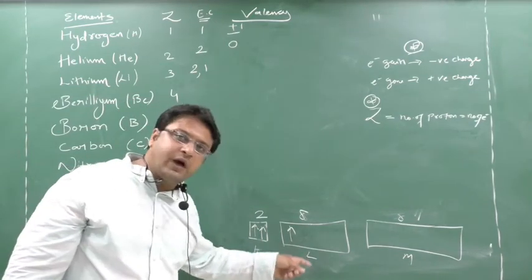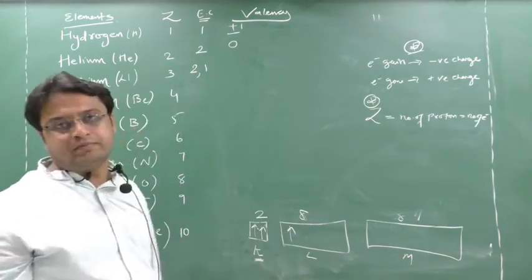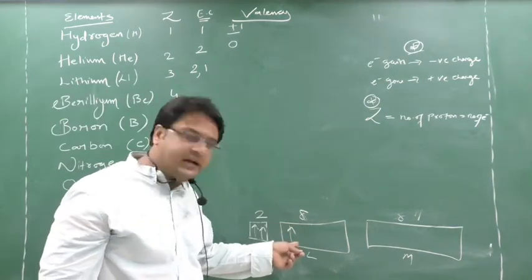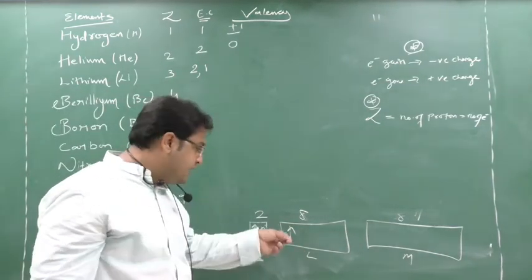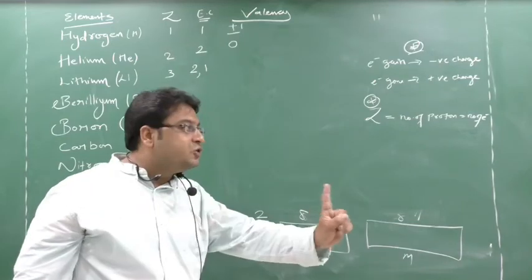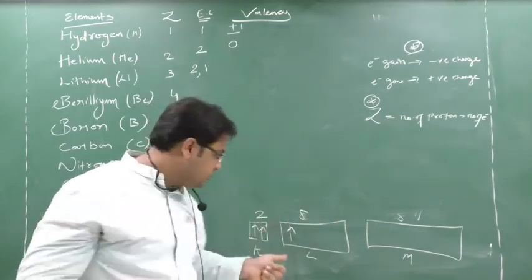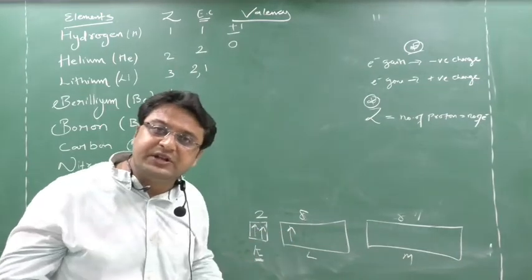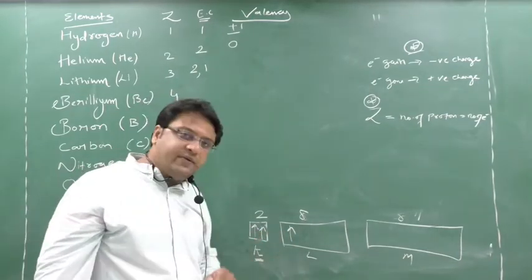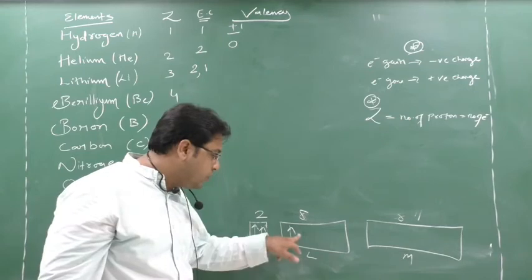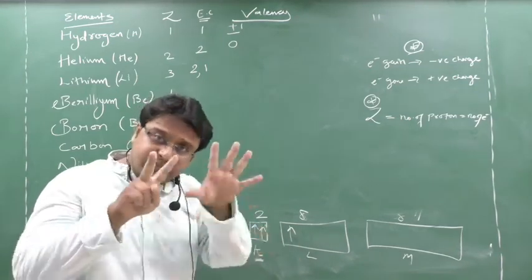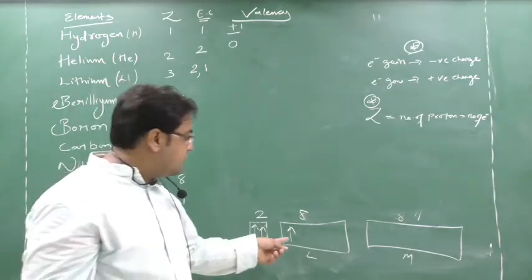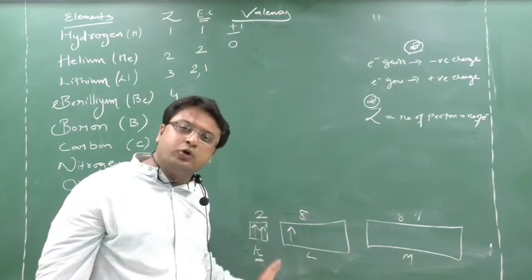But the owner will now have a problem in the second room. What is the problem? How many are required? 8. How many are there? 1. So he will tell this person, either you search for 7, because 8 are required and 1 is there. So how many are lacking? 7. So the hotel person will tell this person of the L room, either you bring 7 or you go 1. This is the only condition, no? Either you bring 7 or you go 1.